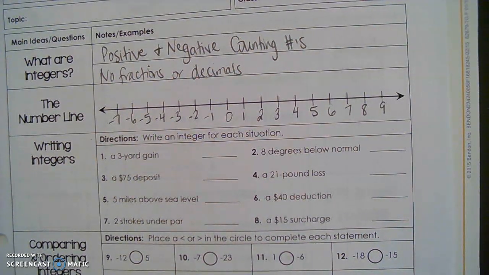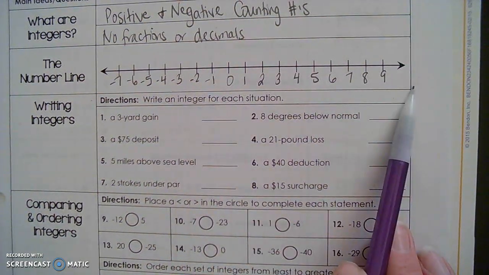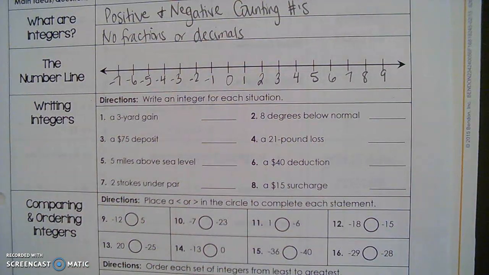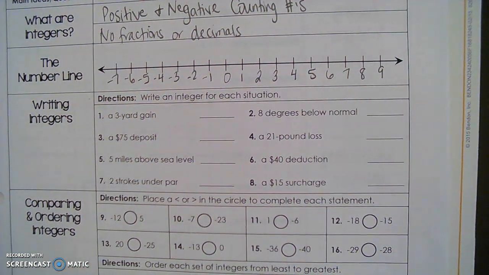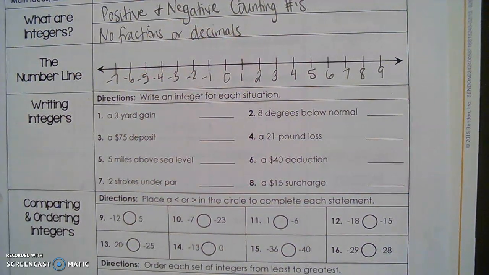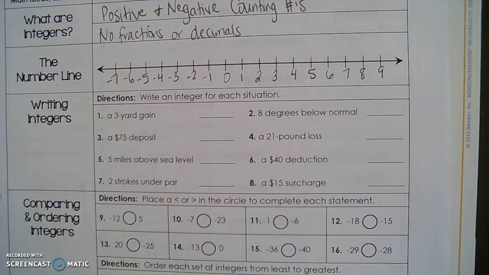So again, no decimals or fractions, just all the positive and negative counting numbers, or whole numbers and their opposites. So whole numbers are 0, and then the positive ones, and then the opposites are the negative ones. So our first set of problems is to write an integer for each situation. So you're either going to write a positive number or a negative number based on what they say.